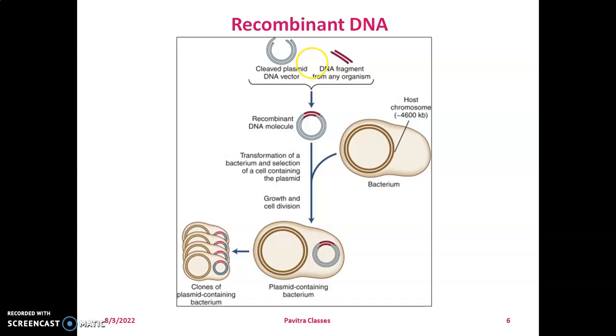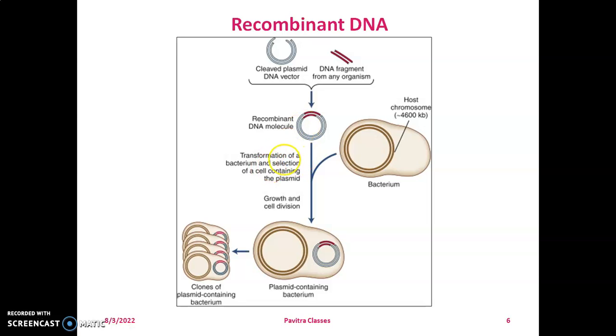This is the flow chart of the DNA in bacterial cells, the simple general procedure. First, the restriction sites in the plasmid are cut with the restriction endonuclease. Again, the DNA fragments from other organisms are cut by the restriction endonuclease. Then they are joined here like this. This is the recombinant DNA molecule, because this is one organism's plasmid and this DNA fragment is from another organism.